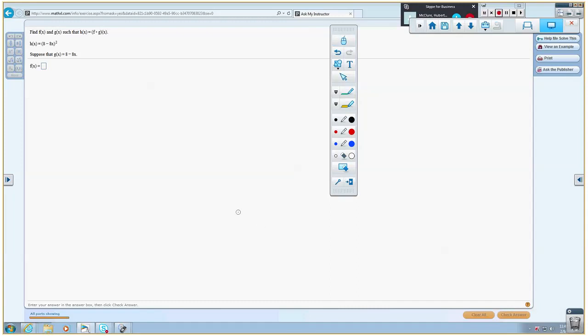So F composed of G means that I'm going to rewrite F. F of X is equal to something. But I'm going to rewrite F of X with a big set of parentheses, like that. And I'm going to plug in what? G of X is going to plug into that. So I guess we're looking for parentheses. Well, look at this guy.